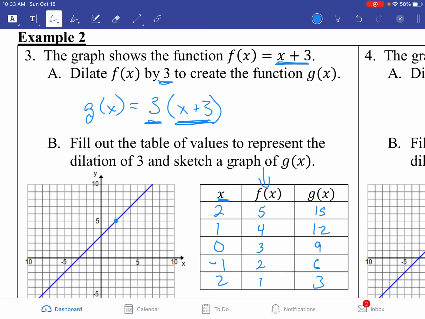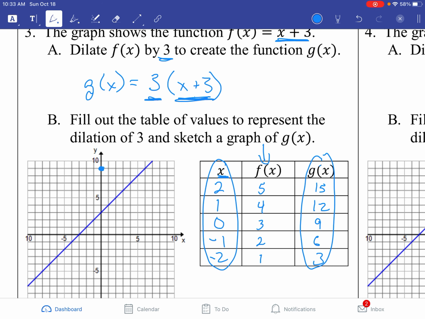So now the points are going to consist of the x values and our new g of x values. So 2 comma 15 is 1 point, 1 comma 12, we'll graph the other three because they actually fit on the graph. 0 comma 9 is right here. Negative 1 comma, that's a negative 2. Negative 1 comma 6 is right, where's 5? Right there. And negative 2 comma 3 is right here. So this is our new line based off of our new points to make g of x. So this is g of x, and this is f of x.